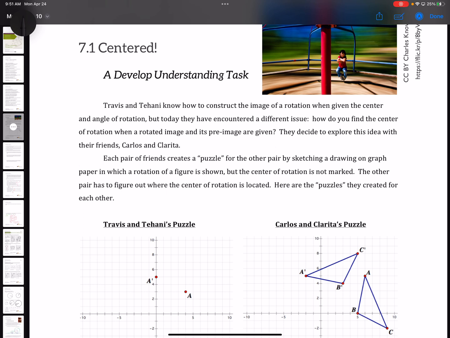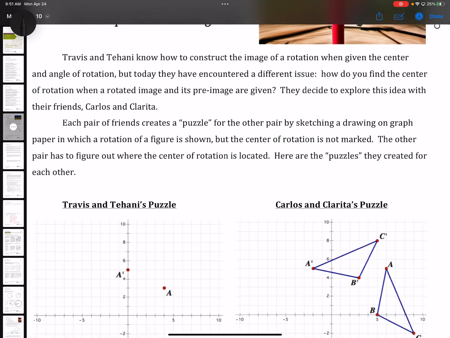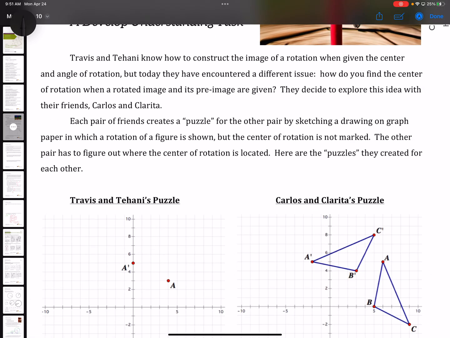Shh. Hadassah. Shh. I need Tayson to read this first paragraph. Okay. Excellent. Yep, nailed it. Construct the image of rotation when given the center and angle of rotation, but today have encountered a different issue. How do you find the center of rotation when a rotated image and its pre-image are given?